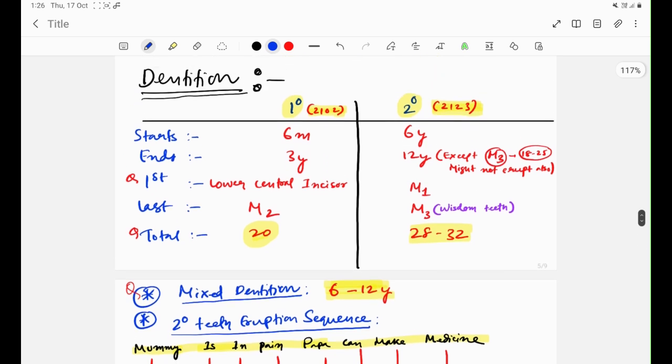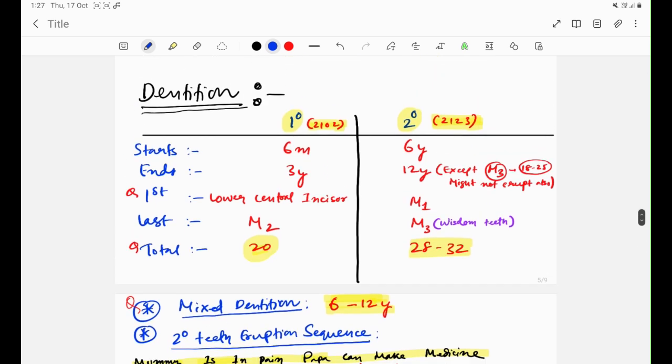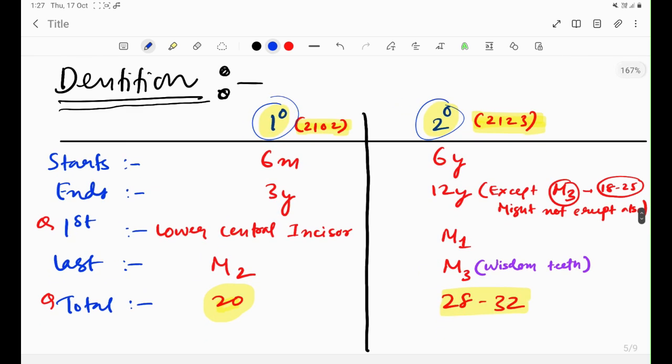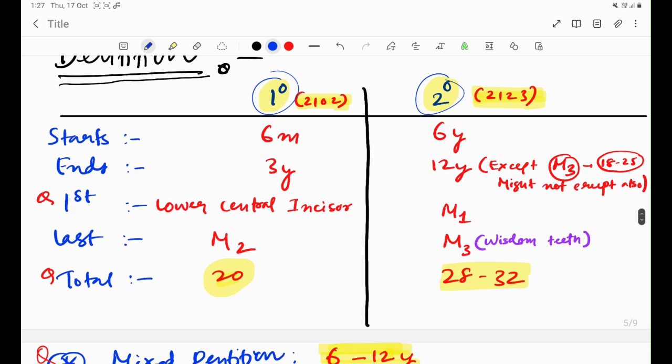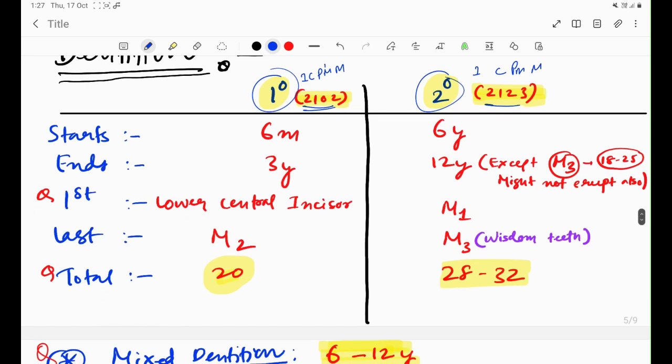Next is dentition. We know there are two types of dentition. One is primary dentition, another one is secondary dentition. Also you need to remember the formula of both. One is 2102, another one is 2123. It is incisor, canine, premolar and molar. 2 incisor, 1 canine, 2 premolar, 3 molar. So 2102 and 2123. This is the formula of primary and secondary.